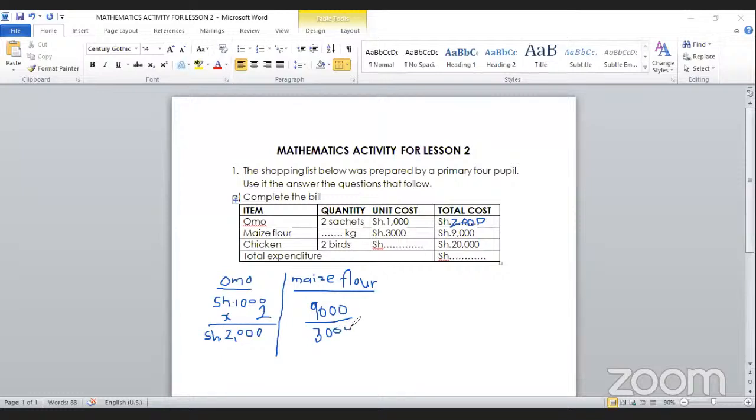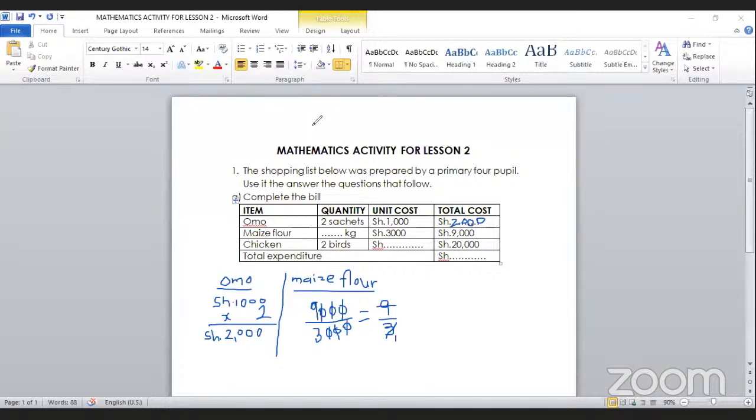So in this case, you are supposed to divide carefully because you have zeros on the numerator and zeros on the denominator. You can begin by canceling those zeros first. Therefore, you will remain with only 9 out of 3. So you say 3 divided by 3 is 1. So what is 9 divided by 3?